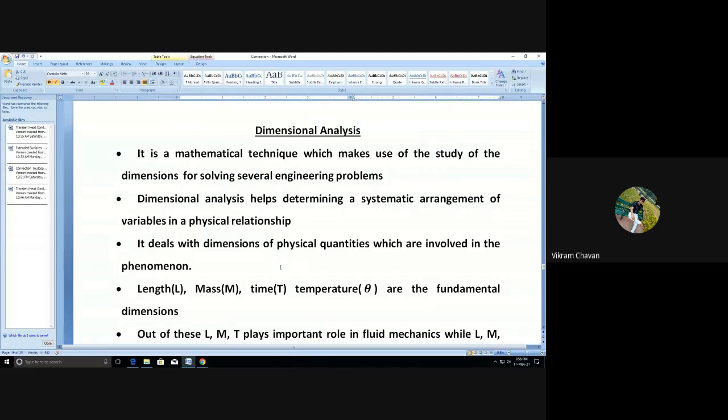It is one kind of technique which is used to solve engineering problems by considering the dimensions of variables which are included in that particular phenomenon, and how those variables will impact the phenomenon. If you consider the case of a force equation, Newton's second law, force is directly proportional to mass and acceleration. So force is equal to mass and acceleration.